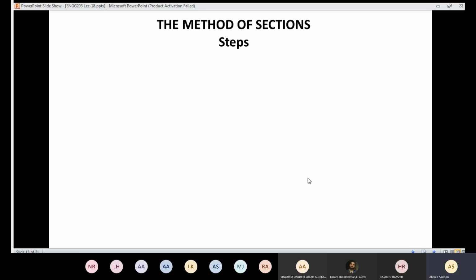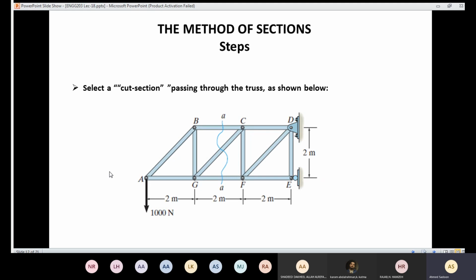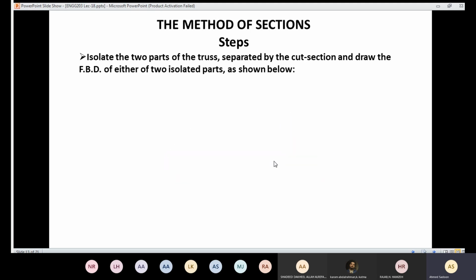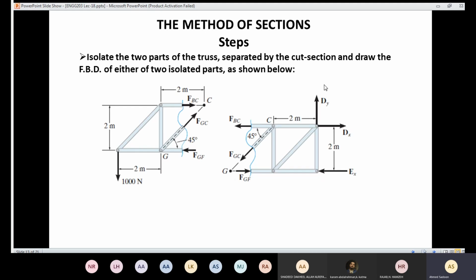So here, if I choose the left part, then I don't have any unknown forces. But if I choose the right part, here I have unknown forces. I have the support reaction here and the support reaction there. If I choose the right part, I need to determine the support reactions. If I choose the left part, I don't need to calculate the support reactions. So the best choice here is to choose the left part.